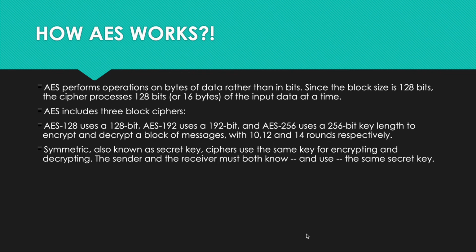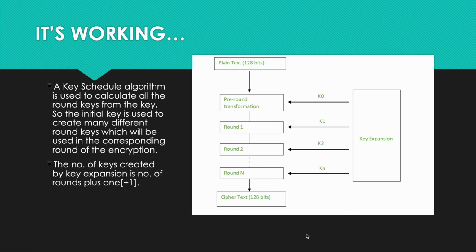Symmetric ciphers, also known as secret key ciphers, use the same key for encryption and decryption. The sender and receiver must both know and use the same secret key. Its working. A key schedule algorithm is used to calculate all the round keys from the key. So the initial key is used to create many different round keys which will be used in the corresponding round of encryption. The number of keys created by key expansion is the number of rounds plus 1.